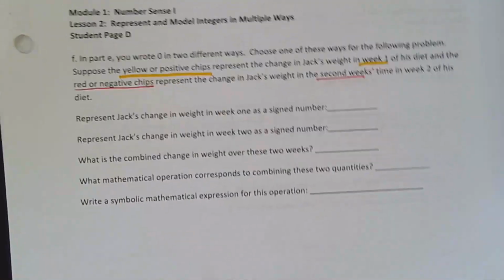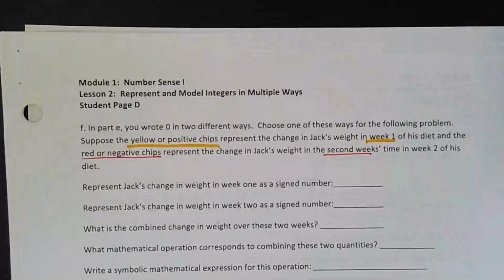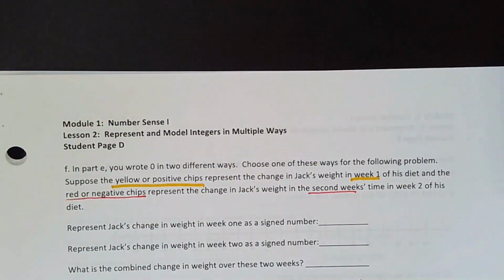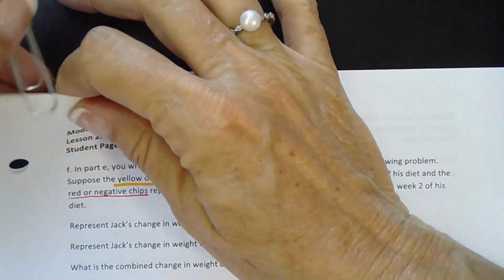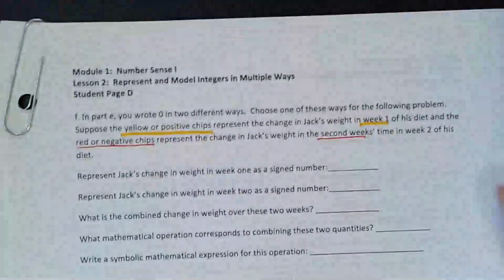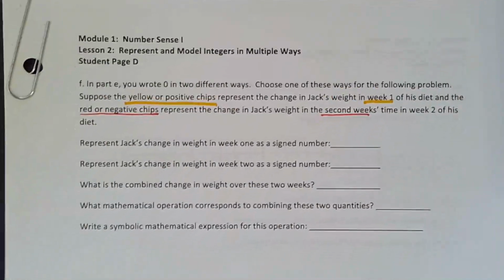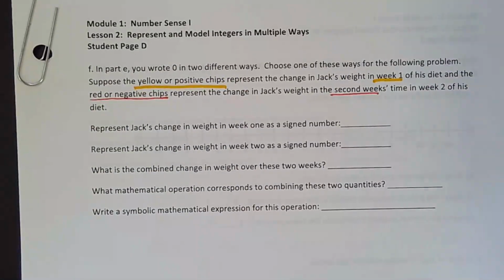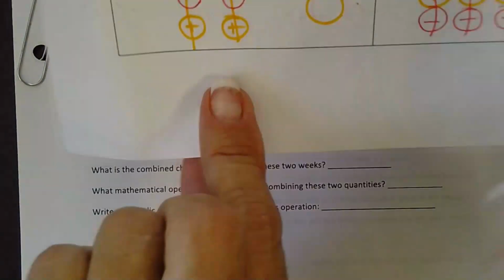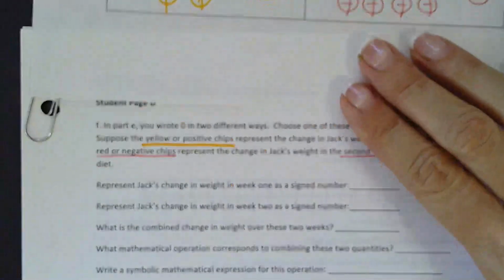Okay, and then I think there's some questions over here about this. So I'll keep that page handy so we can look at it. Keep it out of the pile for right now. So in part E, which is the one we just did, you wrote 0 in 2 different ways. Choose one of these ways. So let's choose the first way. So I'll put it up here so we can see it and see this at the same time.